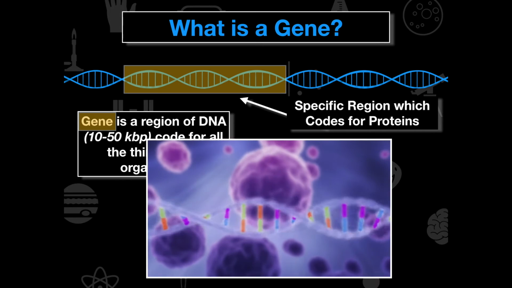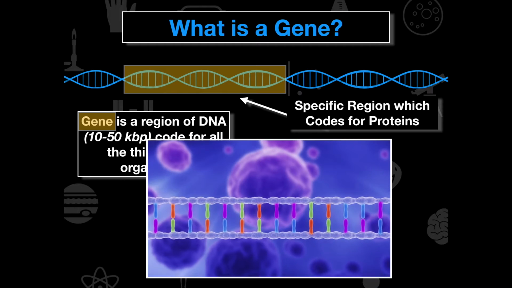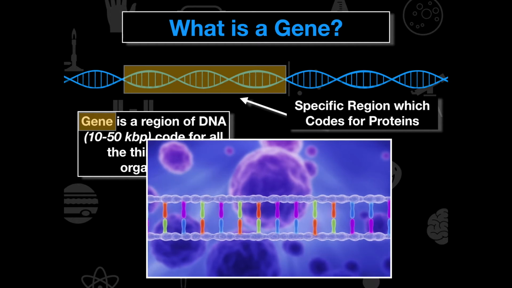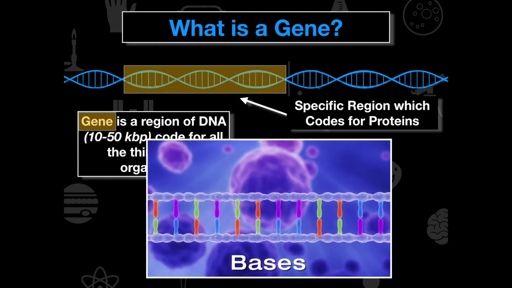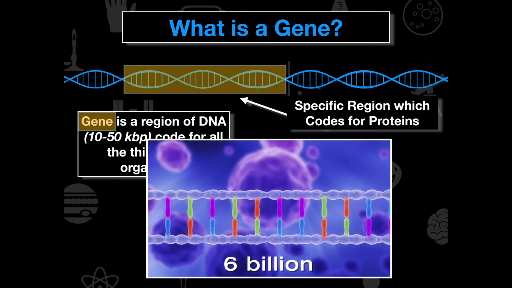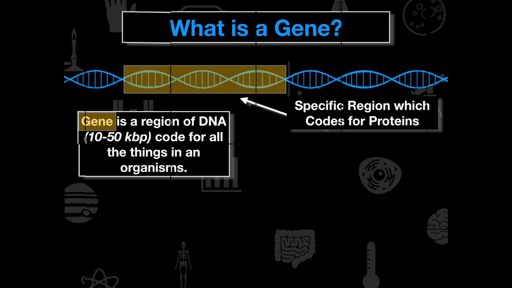A specific section could be for something like hair color, eye color, any of these different variations that you see in your body or in other organisms is encoded in these specific segments called genes.